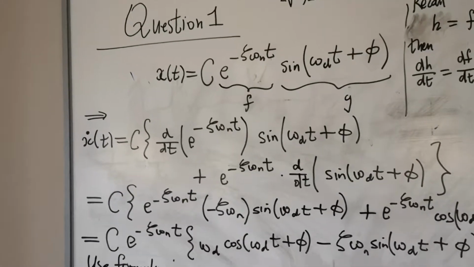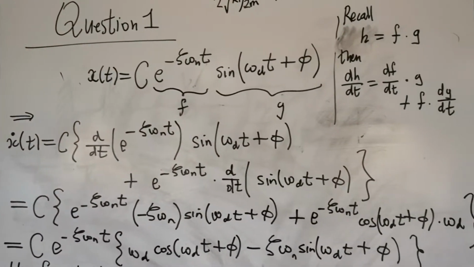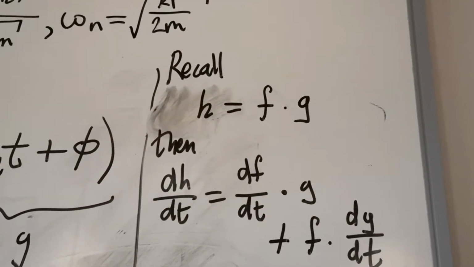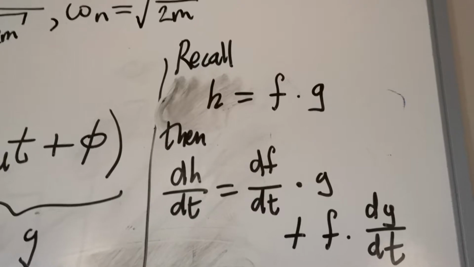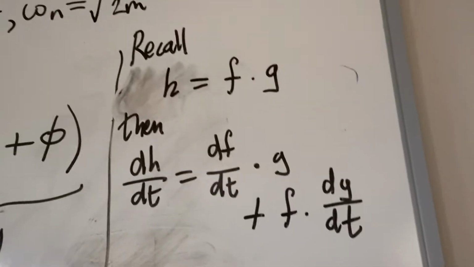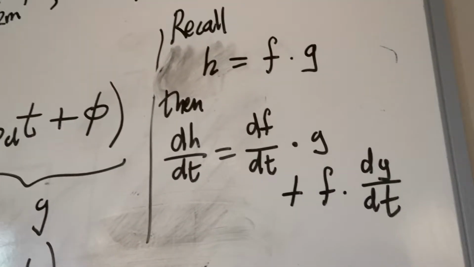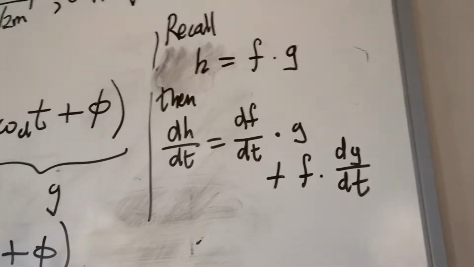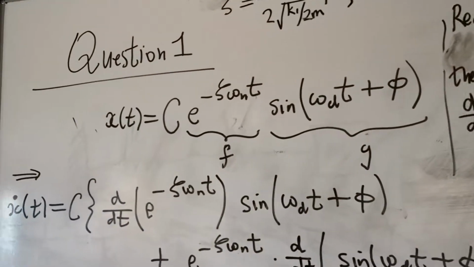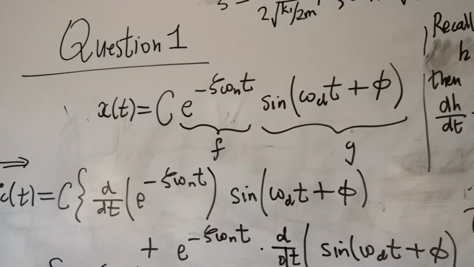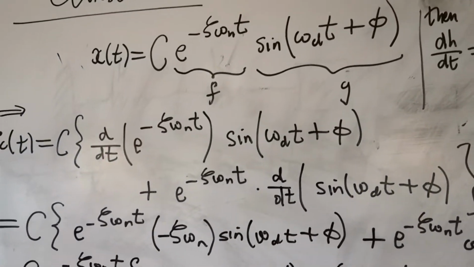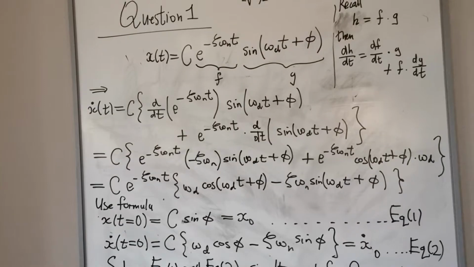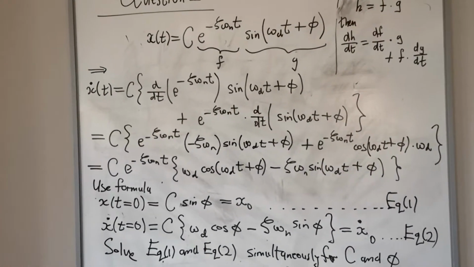So x dot is the derivative of x, and we apply some formulas with the chain rule. Remember your first year calculus: if you have a function as a product of two other functions, f and g, then the derivative is the first one's derivative times the second function plus the first function times the second derivative. So c is a constant. We have this exponent thing, that's a function. We have the sine thing, that's another function. These are two functions. We apply the standard chain rule and derivative rules, and we work out an expression for x dot.